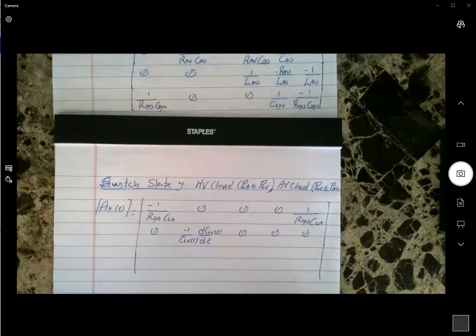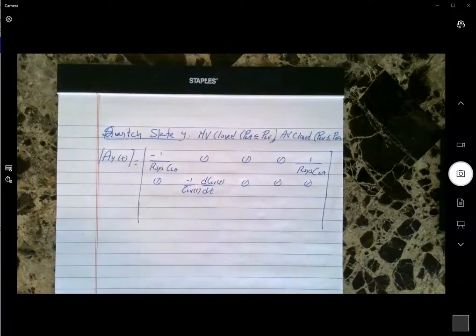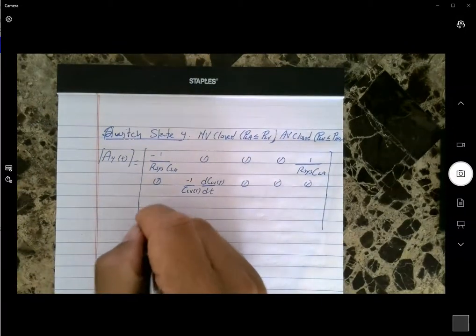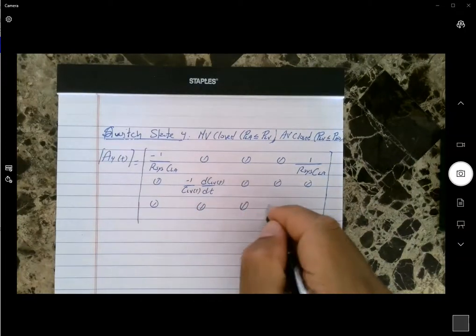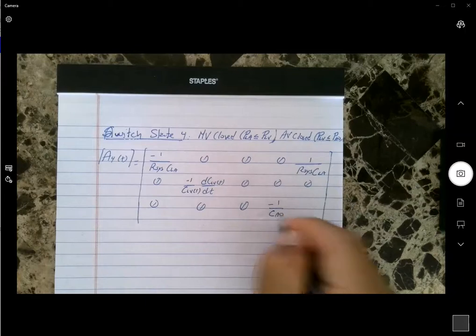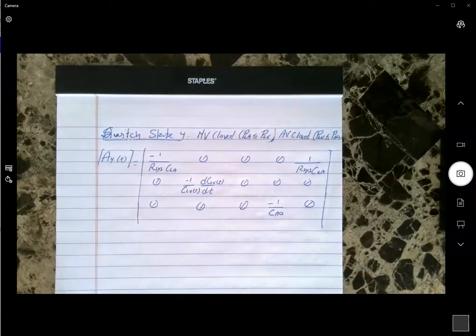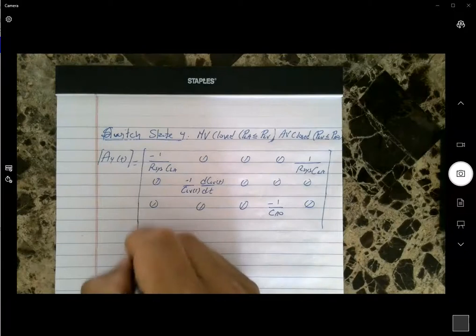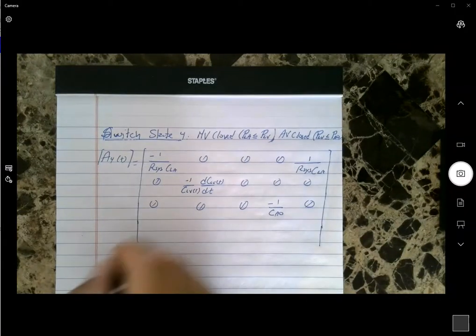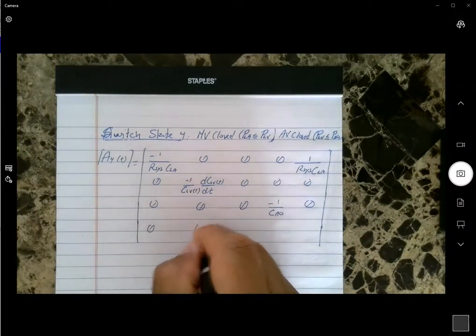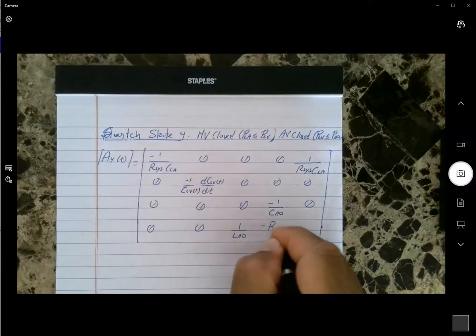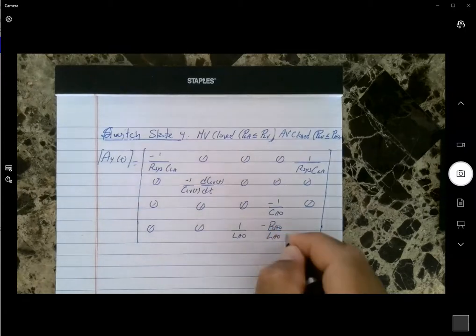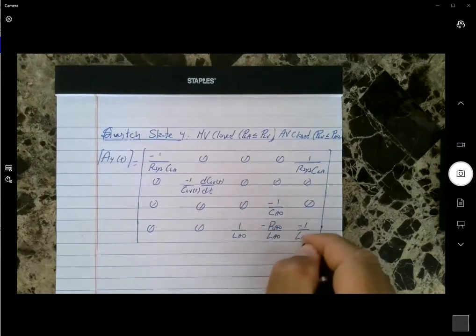Equation number three, we don't need this anymore. Equation number three looks like 0, 0, 0, minus 1 over CAO, and 0. So only one term survives in equation number three. And equation number four and equation number five remain identical as before. There are no valves involved in these two equations. Minus RAO, LAO, minus 1 over LAO.